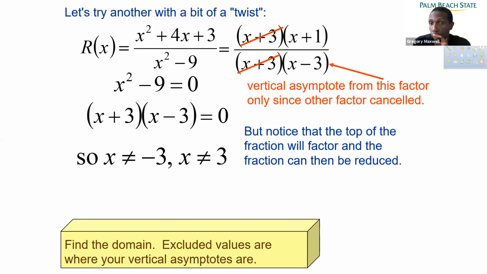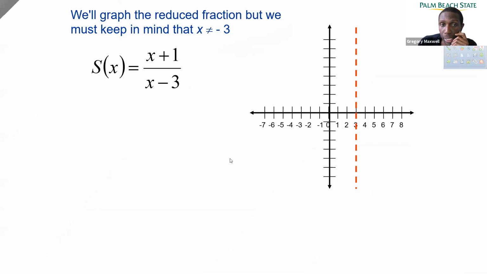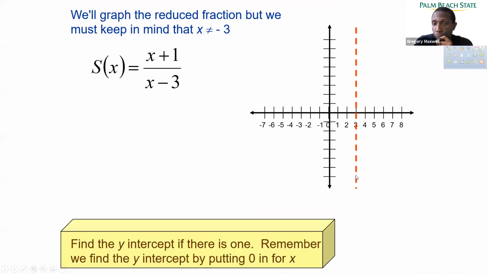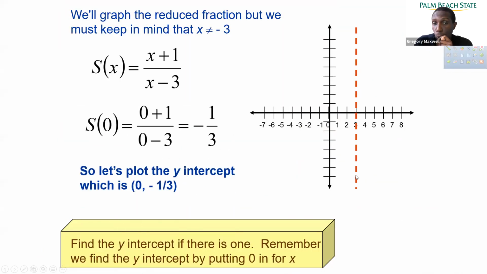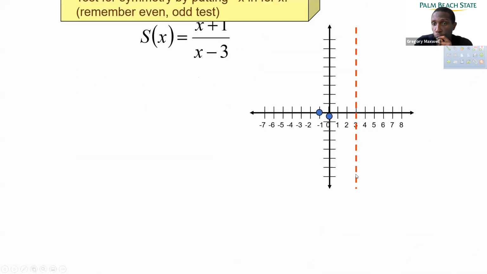Then when you look at the resulting simplified expression, you realize that the only place we have a vertical asymptote is x equal to 3. There's no vertical asymptote at negative 3, only at 3. So what happened at negative 3? At negative 3, the graph actually has a hole. So you plot your points, you draw your graph.